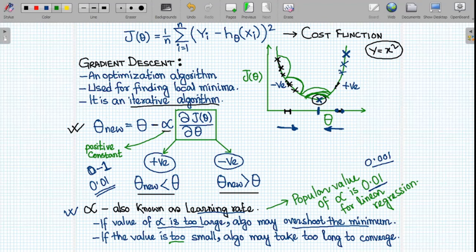Now if the value is too small, then what will happen? The convergence will be very slow. So you have to run the algorithm a number of times to converge to the point where the J(theta) value is minimum. And that's the reason I have written here: the algorithm may take too long to converge.